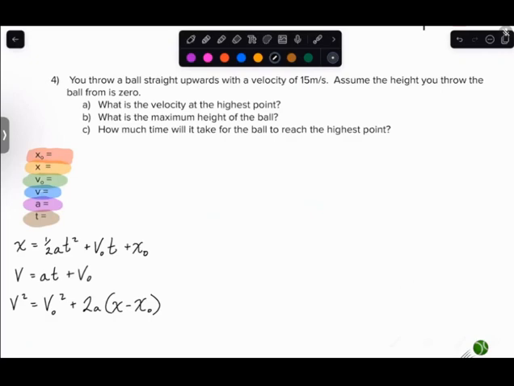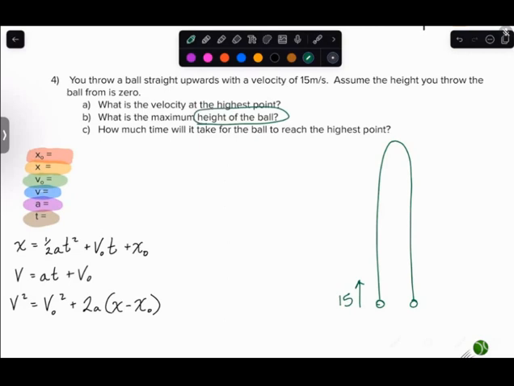Alrighty, in number 4 in the Freefall worksheet, we're going to take a look at how to do this problem. So you throw a ball straight upwards with a velocity of 15 meters per second. So you are going to throw it straight up into the air. It's going to go up, get to the top, and come back down. That means the velocity it started with is 15. But the question is asking about the maximum height of the ball.